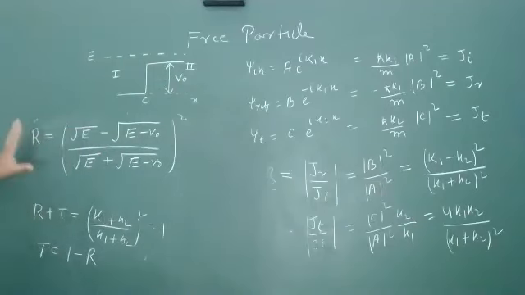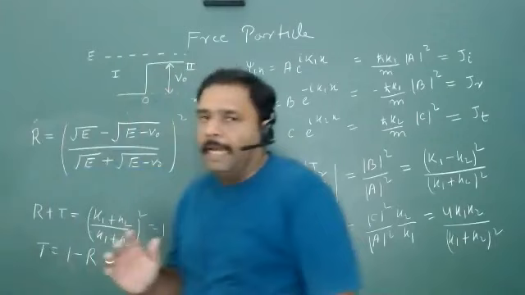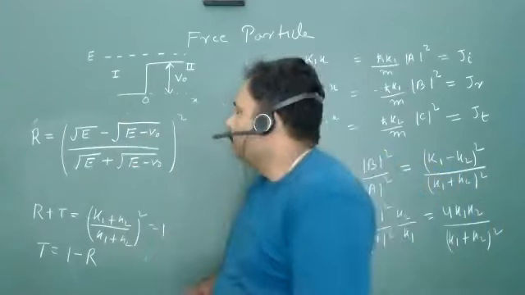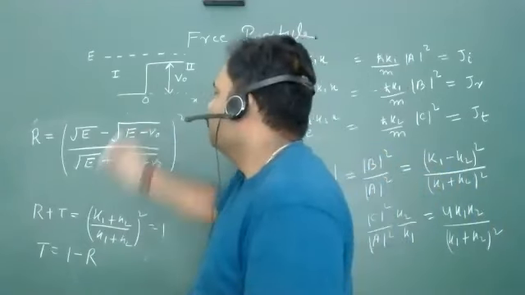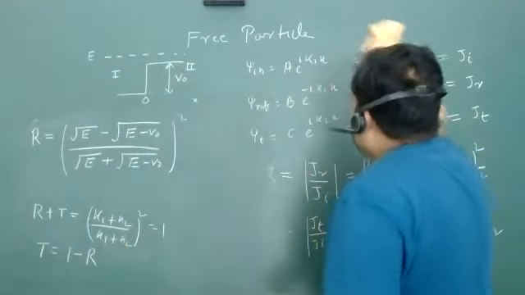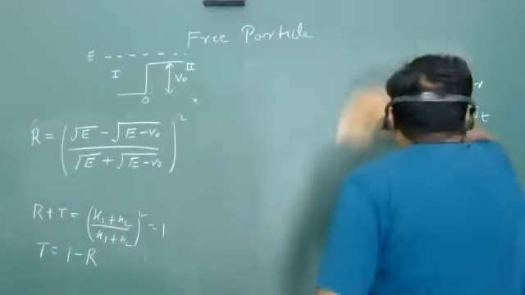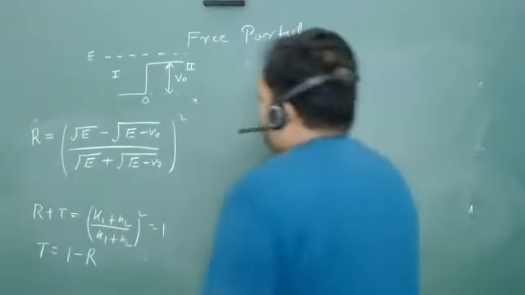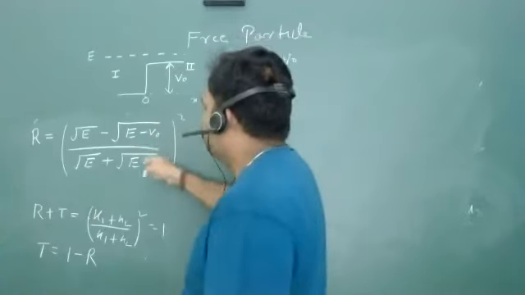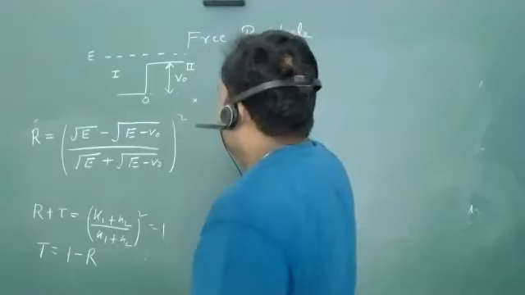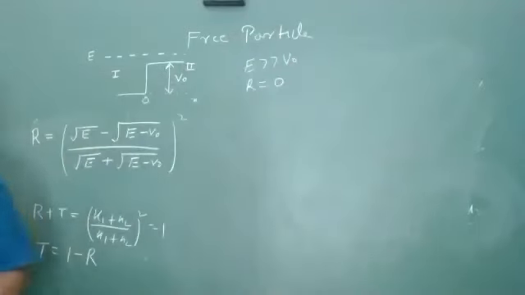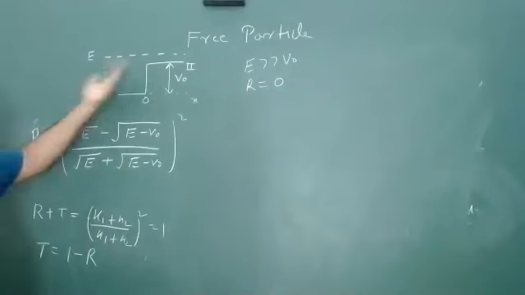Now look at the analysis part. This is very interesting. What is going to happen quantum mechanically? And this observation can be justified by this particular thing. Now suppose energy is very much greater than V naught. If E is very much greater than V naught, then V naught is not significant, and R is equal to 0. Means there is no chance that the particle will come back.